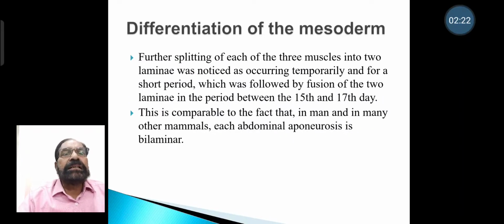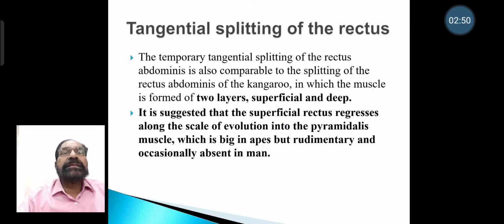Further splitting of each of the three muscles into two laminae was noticed as occurring temporarily and for a short period, which was followed by the fusion of the two laminae in the period between 15th and 17th day. This is comparable to the fact that in man and in many other mammals, each abdominal aponeurosis is bilaminar. Temporary tangential splitting of the rectus abdominis is also comparable to the splitting of the rectus abdominis of the kangaroo, in which muscle is formed by two layers, superficial and deep. It is suggested that the superficial rectus regresses along the scale of evolution into the pyramidalis muscle, which is big in apes but rudimentary and occasionally absent in the man.